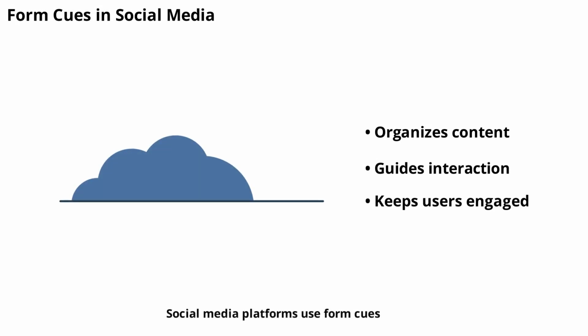Social media platforms use form cues to organize content and guide user interaction. Buttons, icons, and layout elements are designed with clear shapes and contrasts to make navigation intuitive. Effective use of form cues keeps users engaged and helps them find what they're looking for quickly.